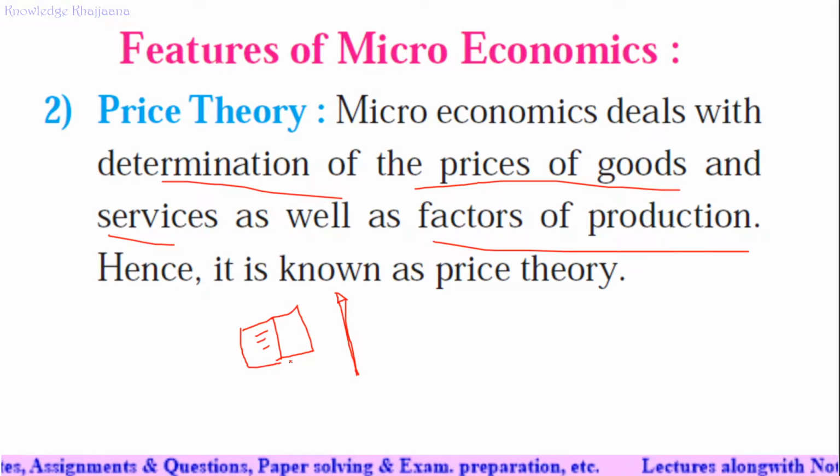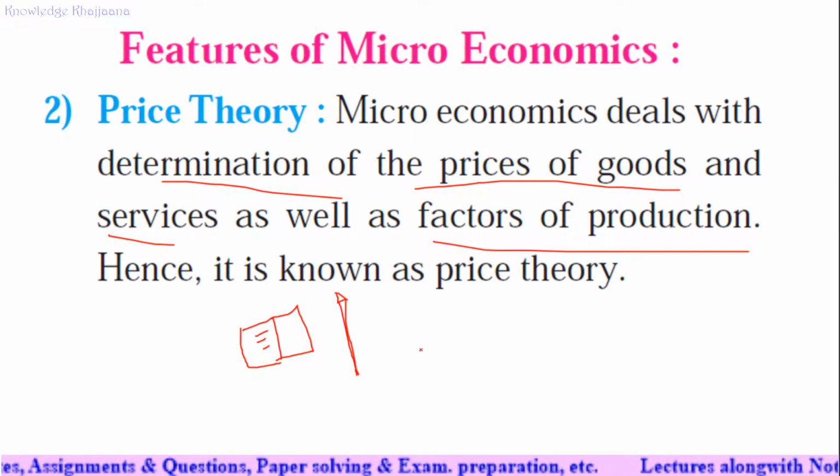Then prices of factors of production. What does this mean? Which are the factors of production? Land, labor, capital, entrepreneur. If the prices of factors of production increase, then the price of the product will also increase. So it is studied in price theory how to determine the prices of goods and the prices of factors of production.